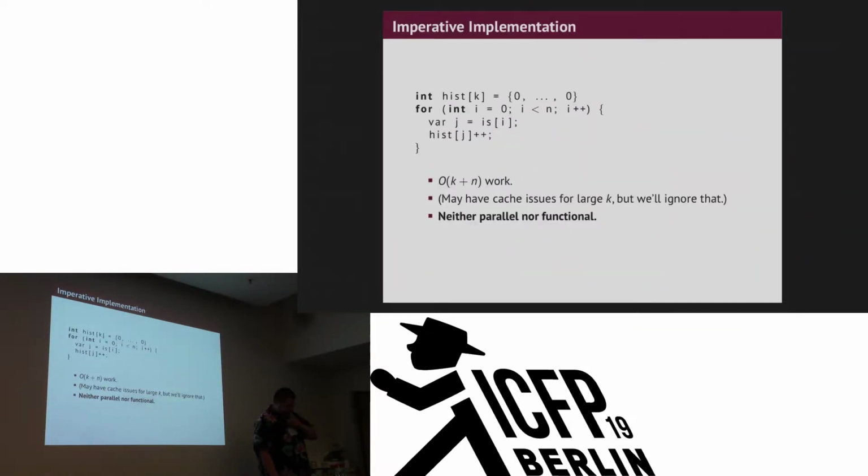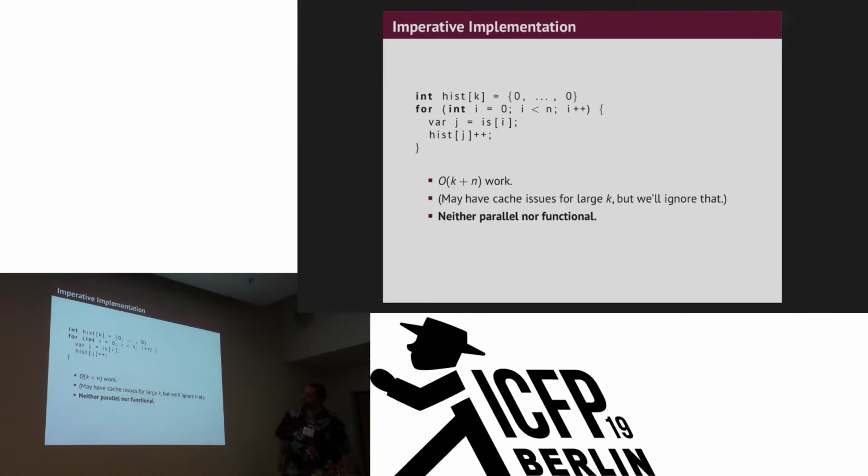It turns out that this is actually surprisingly tricky to implement in a functional and parallel way. In an imperative language, it's pretty straightforward. We just initialize a hist array with k zeros, and then we have a for loop across the input. For each element of IS, we take out its value j, and we increment the corresponding location in the hist array by 1. The amount of work here is O of k plus n: k to initialize the histogram, n to run through the input array. There'll be some cache issues on larger arrays, but we'll ignore that. That level of detail is not really where we find the problems.